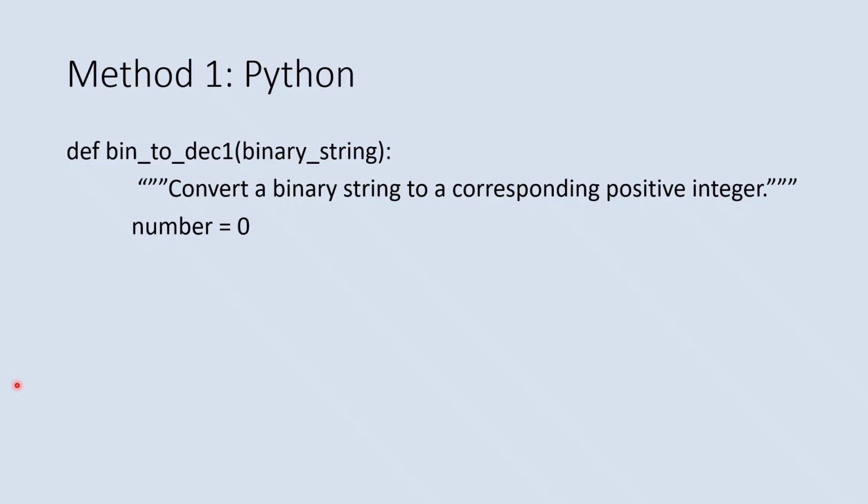Okay, so in this case, we're trying to build up a decimal value. So we're going to start off with a number at 0 and then add to it as appropriate. We said the biggest power, the leftmost power, is the length of that string minus 1.